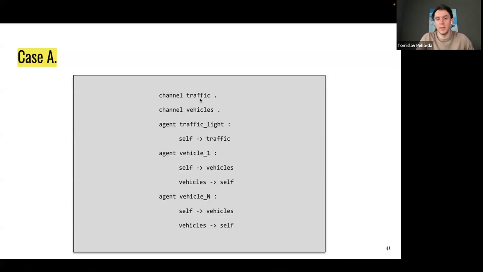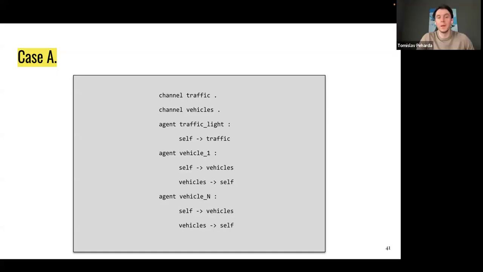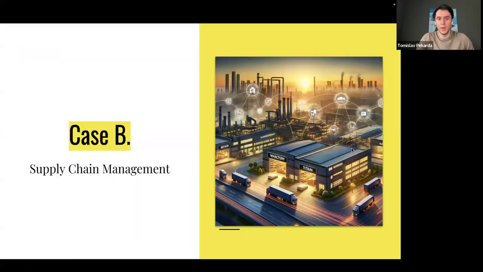So you have two channels, traffic and vehicles. You have the traffic light as a channel, as an agent, which produces a message itself and sends it to the traffic channel. And then we have one or multiple vehicles, which send a message to the vehicles channel, depending on whether they have something to send, but at the same time, they are receiving a message from that channel as well. So that's all for case A.